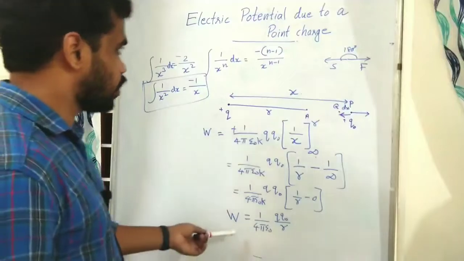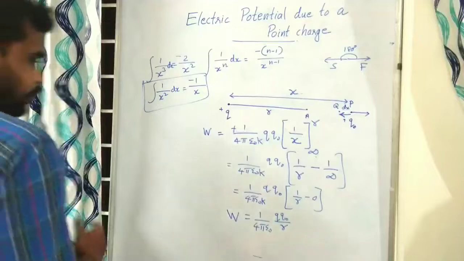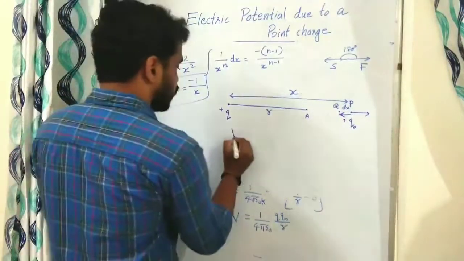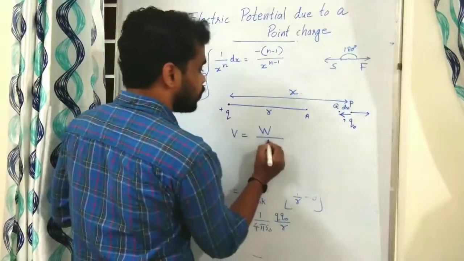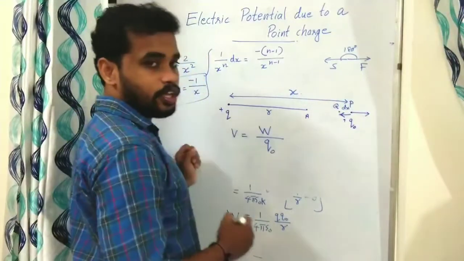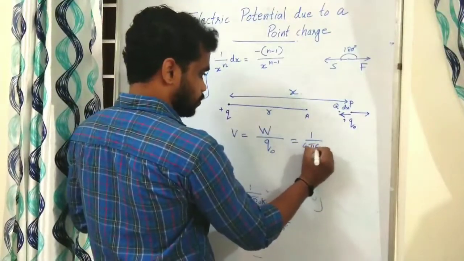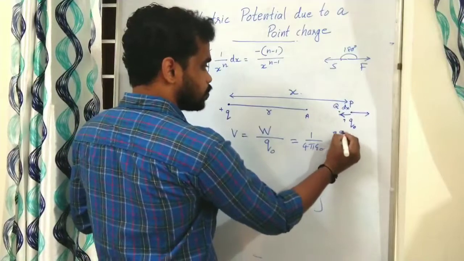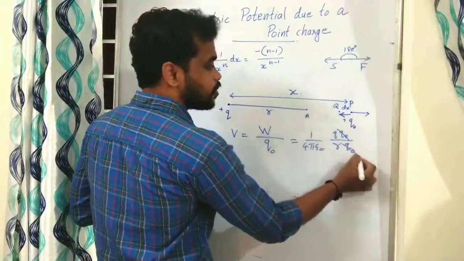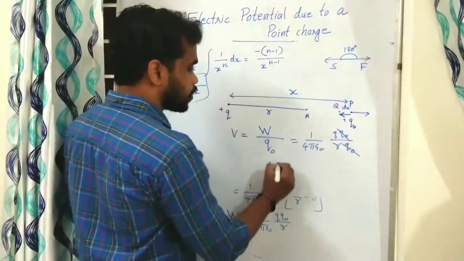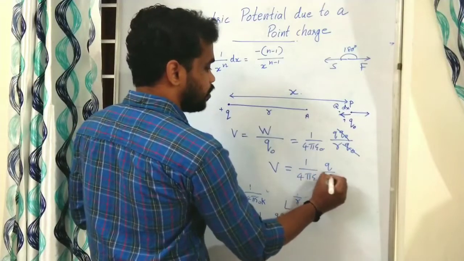Then it is not our aim. Our aim is to find the potential. What is the formula for potential? Potential at a point is equal to the work done to bring the charge from infinity to that point divided by the charge, that is W by q0. W you have found here, that is 1 by 4 pi epsilon 0 q0 by r. Then divided by q0, q0 and q0 will cancel out. Therefore, potential at a point is equal to 1 by 4 pi epsilon 0 q by r.